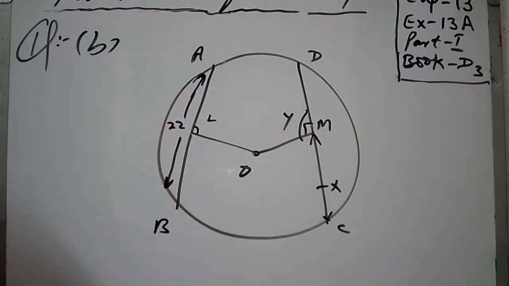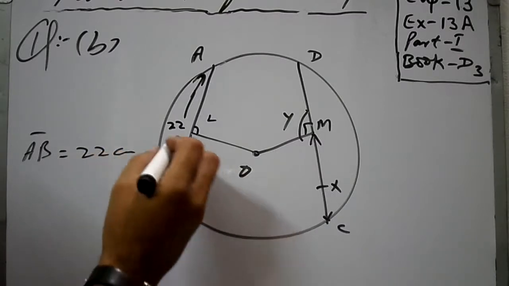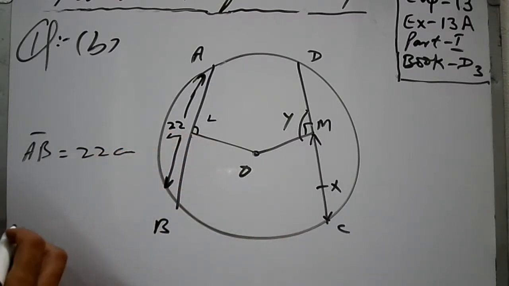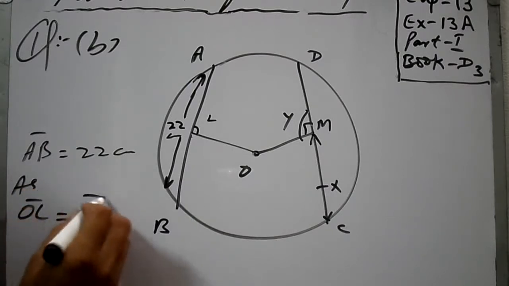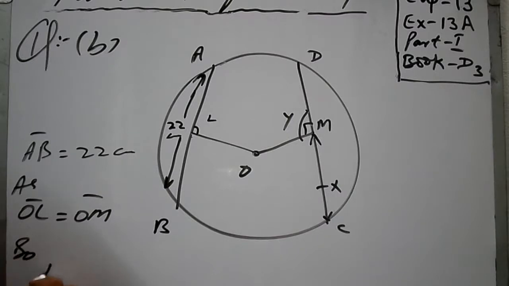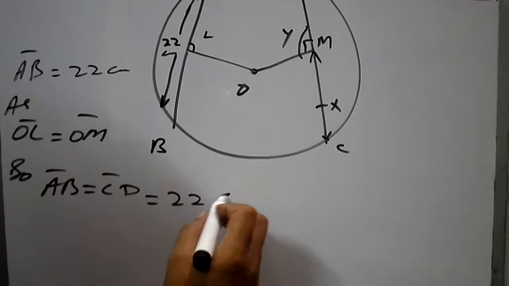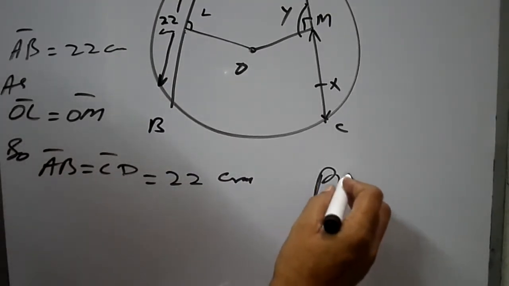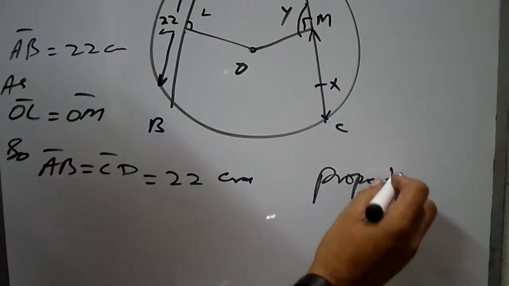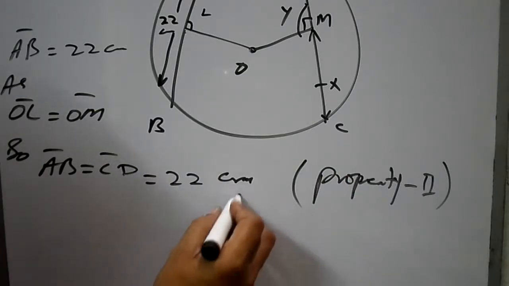Again, the same type of question is given to you. Once again, you can see here the value of AB is equal to 22 centimeter, and as OL is equal to OM, AB is equal to CD is equal to 22 centimeter. That is due to property number 2. So that is your result.